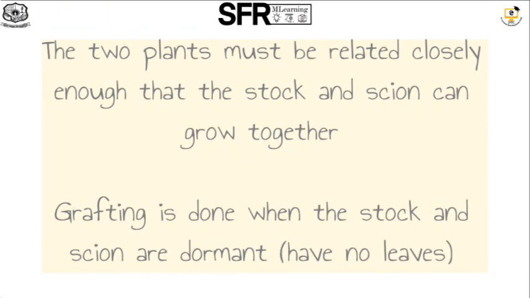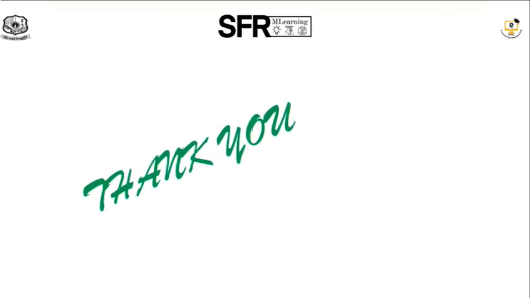The two plants must be related closely enough that the stalk and scion can grow together. Grafting is done when stalk and scion are dormant, with no leaves. During the grafting period, leaves are not developed; only buds are developed. Thank you.